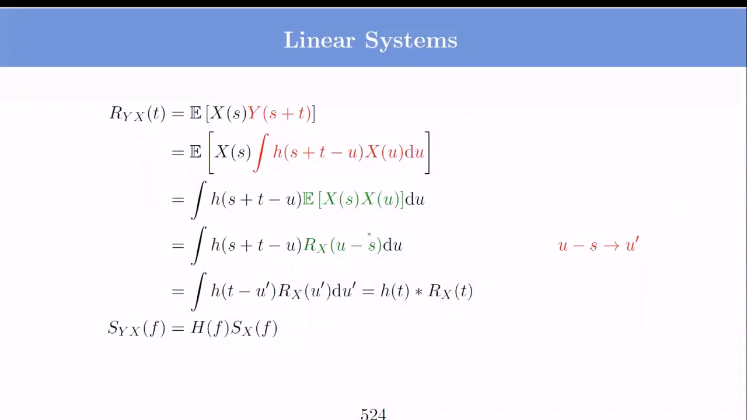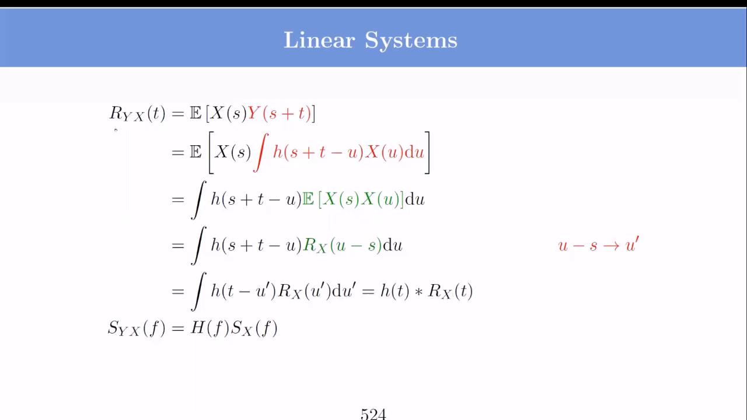Now I do a substitution, u minus s equal to u dash. So this will become R_x(u dash), and this will become h(t minus u dash). So this integration will become the integral of h(t minus u dash) R_x(u dash) du dash. And this is nothing but the convolution of h(t) with R_x(t).